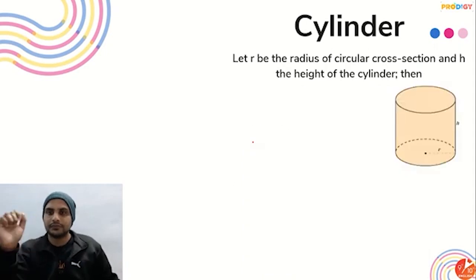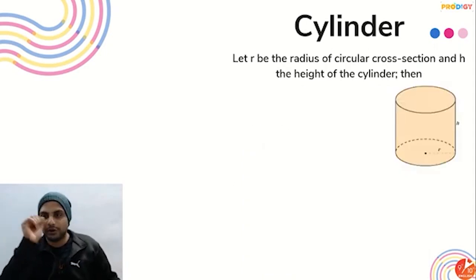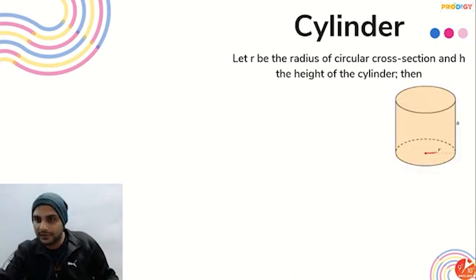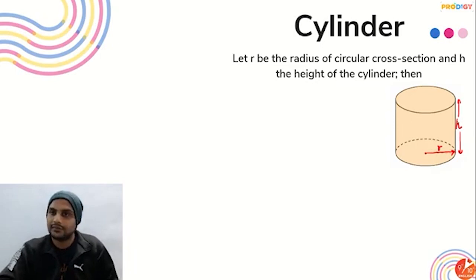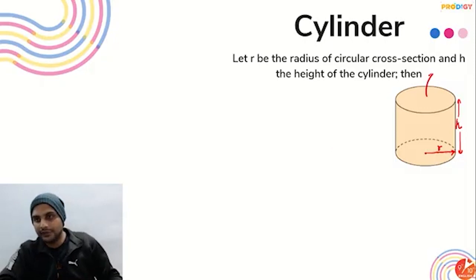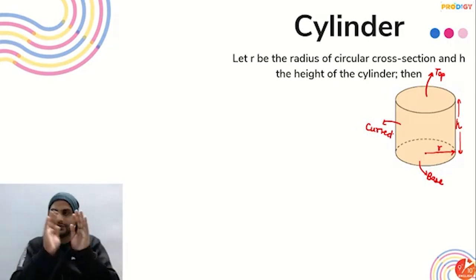Now if you see, a cylinder has two important measurements. One is the radius of the base, and the other is height of the cylinder, which is denoted by small h. Okay. Now if you see over here, for this particular cylinder, let us talk about the three surfaces. So look, there are total three surfaces. One is top, one is bottom or the base, and the other is this curved surface. Okay, this curved surface.